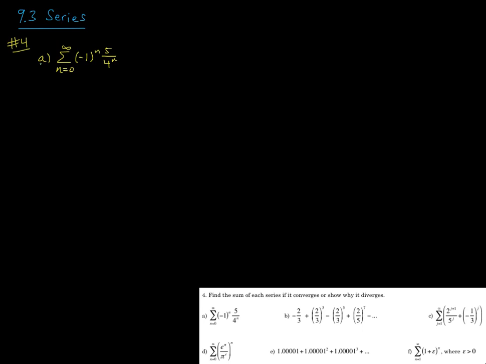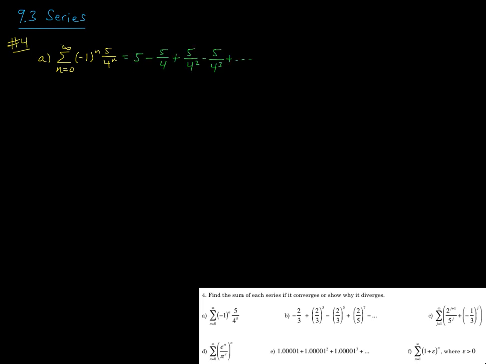Next up is question 4. It says, find the sum of each series if it converges or show why it diverges. And part A, we're looking at the sum of (-1)^n times 5 over 4^n. And here the index n runs from 0 to infinity.